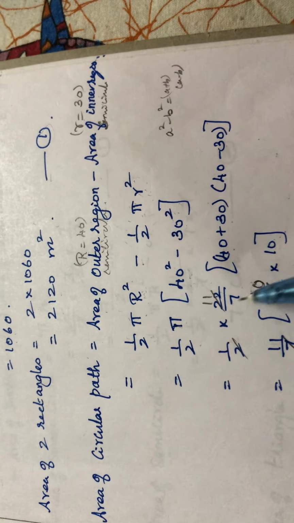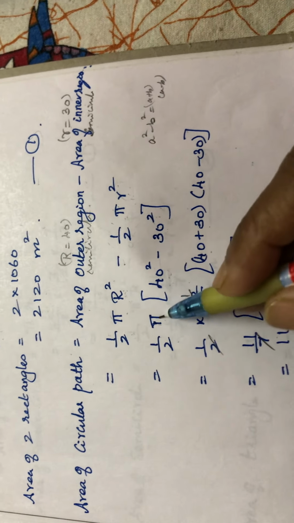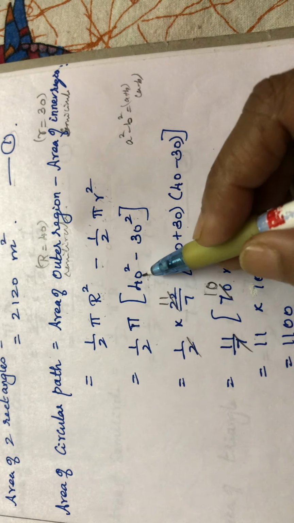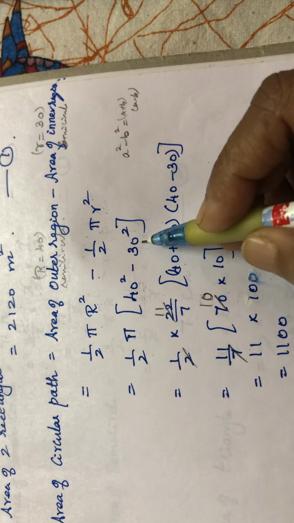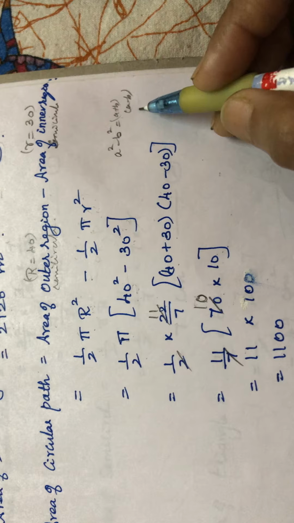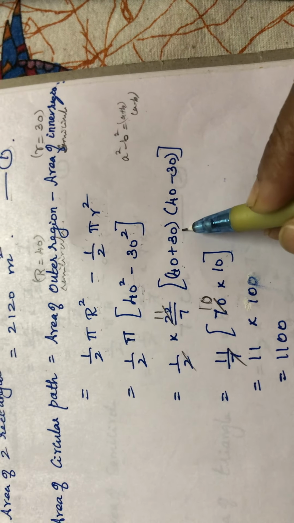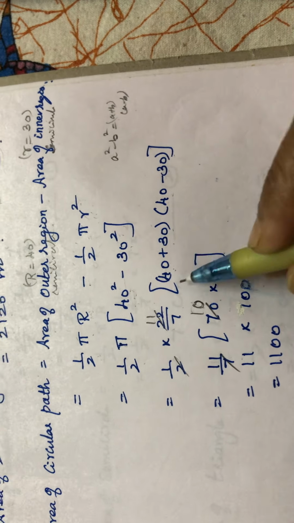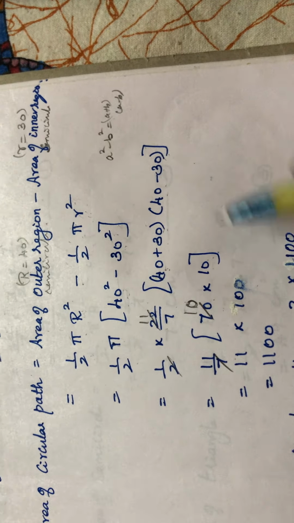So I am going to split this. 1 by 2 I have written as it is. Pi is nothing but 22 by 7. Here it looks like a square minus b square. So how can I write a plus b, a minus b? That is 40 plus 30 is the first term, 40 minus 30, that is a plus b, a minus b I have split it.